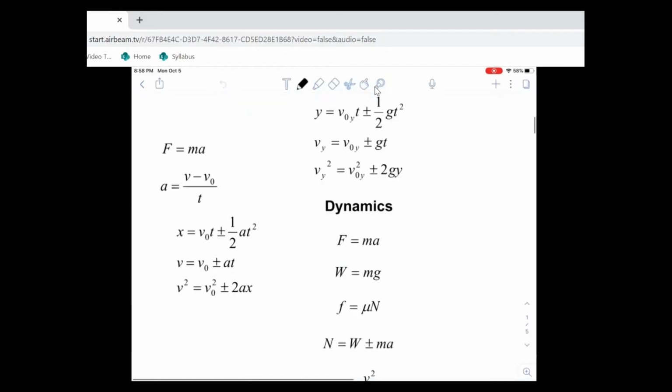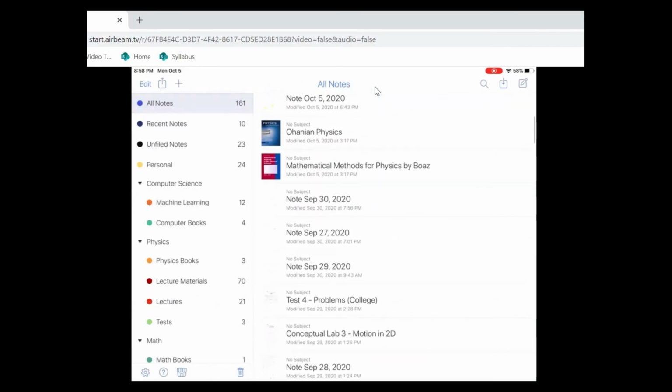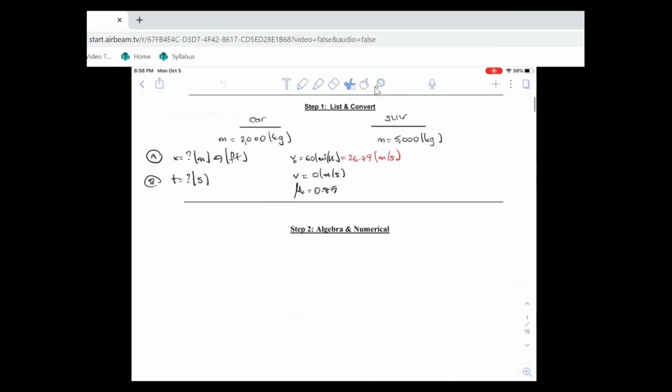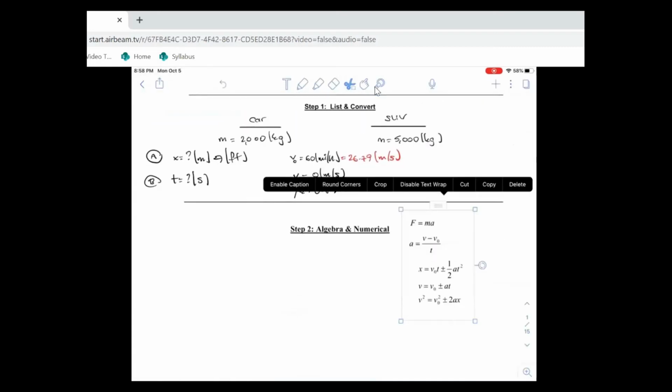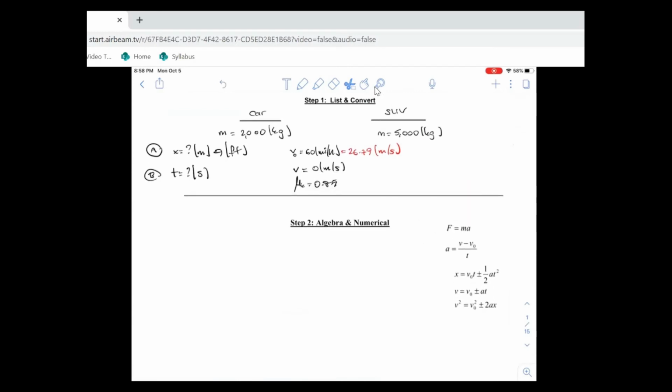Okay, let me go to the formulas. Just grab the relevant formulas. Anything related to force is going to cause acceleration. So those are the formulas that I will get to use. All right, so whatever it is I need, let me just put the formulas to the side. All right, so this is good.